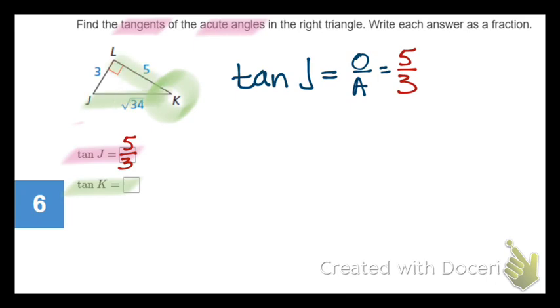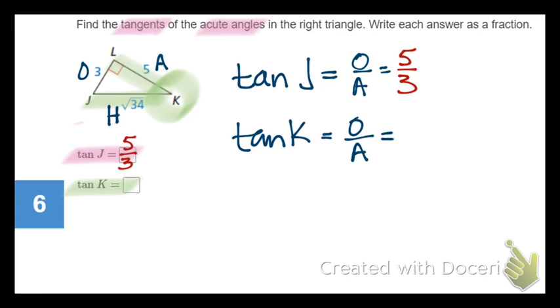I highlight the two sides of the reference angle. The longer of the two is the hypotenuse, the shorter of the two is the adjacent, and the remaining side is the opposite. So now if I want to find the tangent of K, I'm going to write the opposite over the adjacent. But because the reference angle has changed, the location of the opposite and adjacent have also changed. So now my opposite side is 3 and my adjacent side is 5. So when I go to fill in the answer for the tangent of K, the answer will be the fraction 3/5.